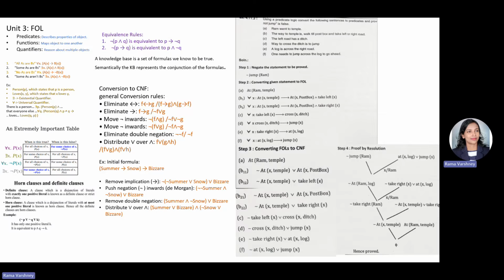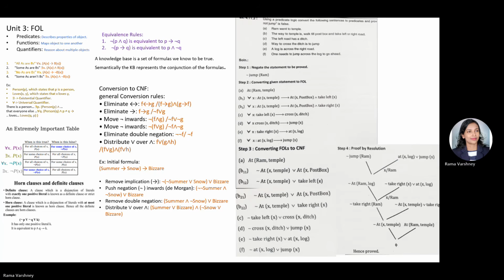Roshni, and it's a quick recap of Unit 3, First Order Logic of Artificial Intelligence. So here I can show you what Unit 3 comprises of. These are the most important topics.